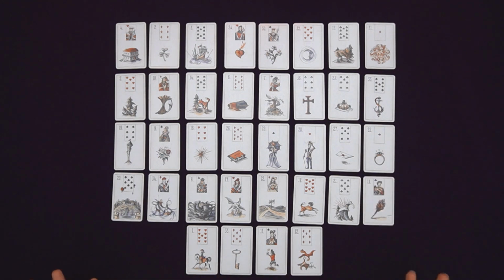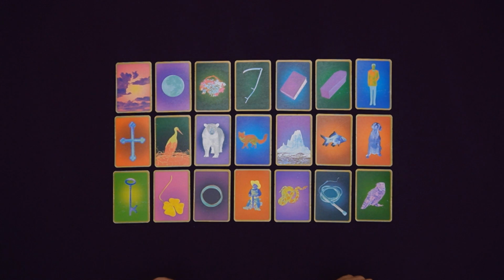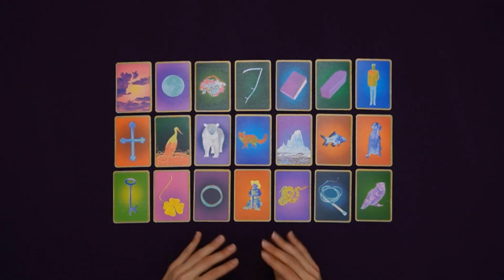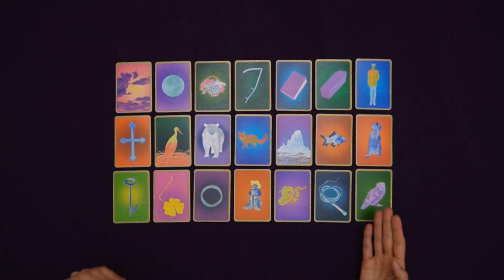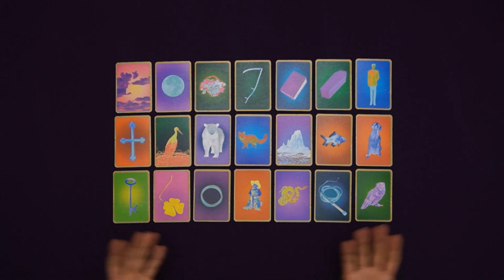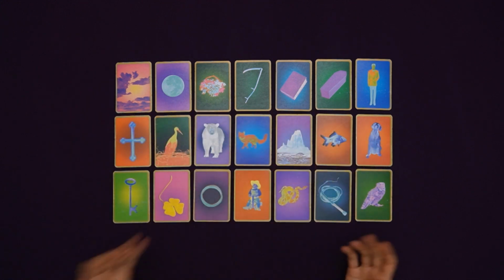So this was for the Grand Piquet tableau. Next, let's look at transposing with the mini versions of these tableaus. Okay, this is the mini tableau of nines. I appreciate that the name of this mini tableau can be confusing because we do not have lines of 9, we have lines of 7. But we call it that because it looks like the Grand Tableau of nines. So here we have 3 rows of 7 cards each, and it amounts to 21 cards.